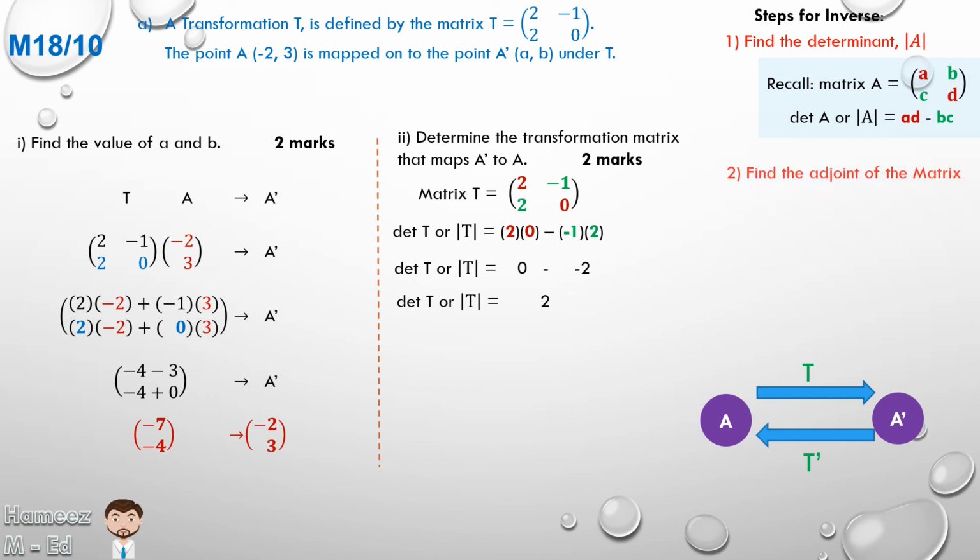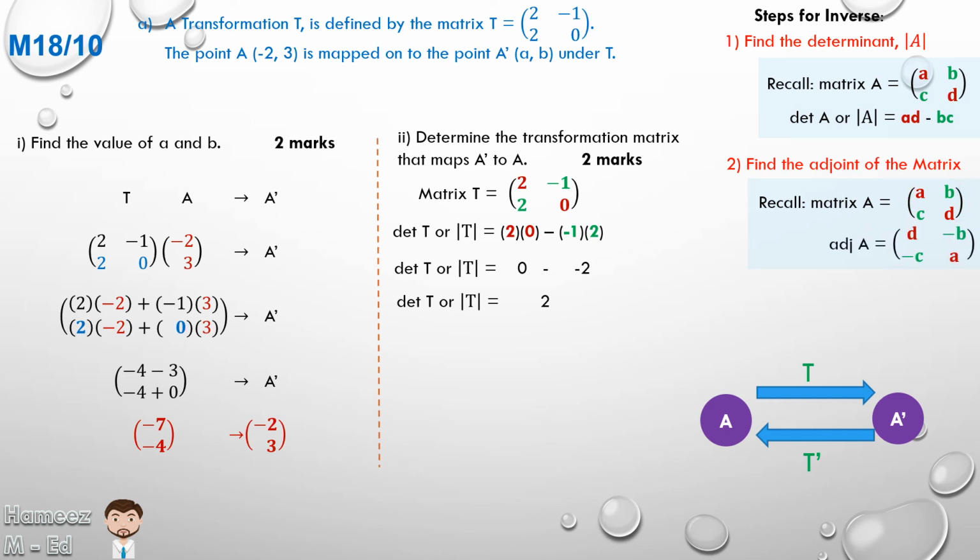Step 2, find the adjoint of the matrix. So the adjoint of the matrix T would be shifting of the values of T. So it will be another matrix, unlike the determinant, which was an actual number. So how do we switch it around? We switch the major diagonal terms, the red terms, the d comes up on top and the a goes below. And the green terms, the minor diagonals, we change the signs.